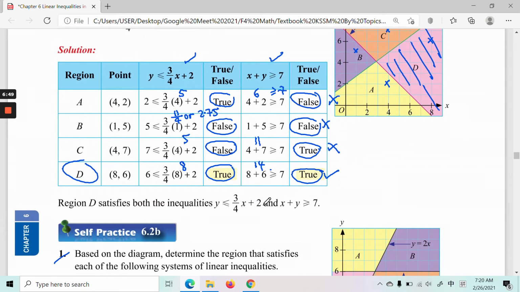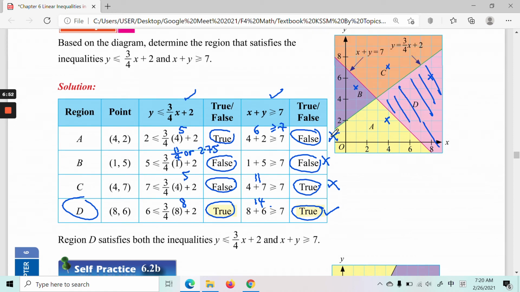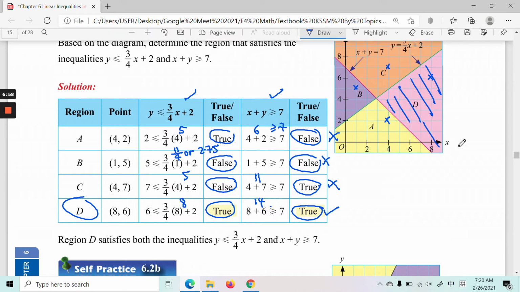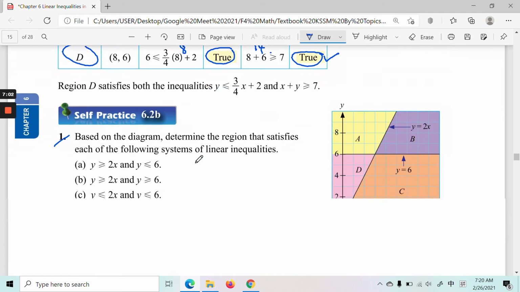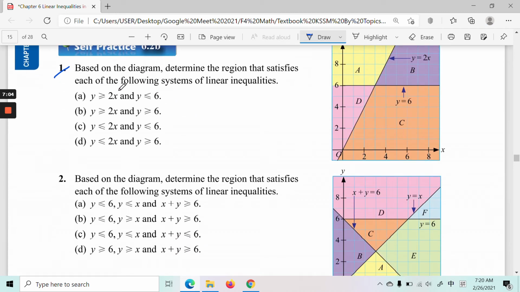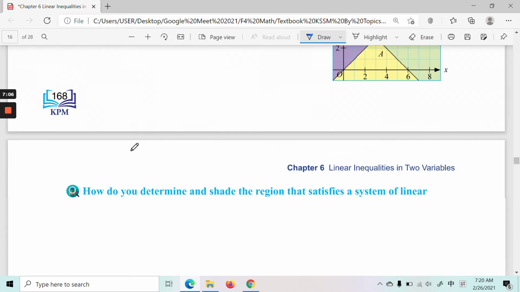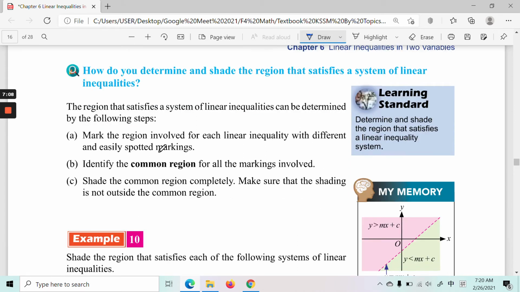So this is the first method, where you build this table to check whether the region satisfies both inequalities or not. This is the first method. So 6.2b, please do question 1. And then next part, you will learn the second method.